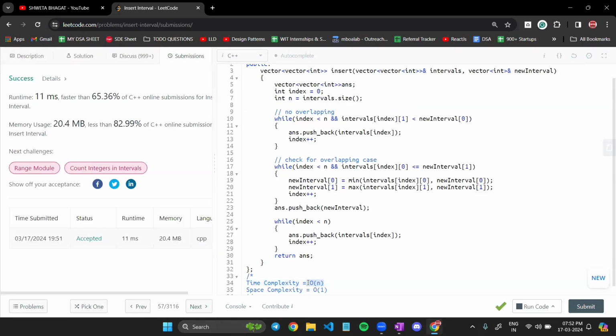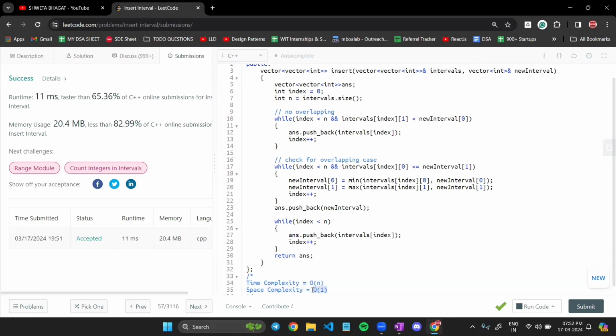If we consider n as the size of the given 2D vector, that is this intervals, then the total time complexity would be order of n. Why? Because we saw in the dry run that we are simply iterating over all the intervals present in this intervals 2D vector, correct? So we would be processing all the n intervals, and that's the reason why our time complexity is order of n.